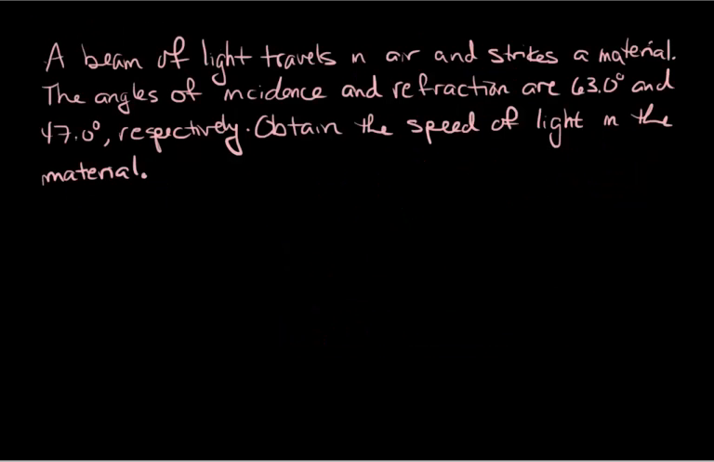So looking at this first problem, we have a beam of light that travels in the air and it strikes a material. And you are given the angles of incidence and refraction. Incidence is 63 degrees, refraction is 47 degrees, and you are asked to obtain the speed of light in the material. So why don't you guys have a go at it and see what you can get.